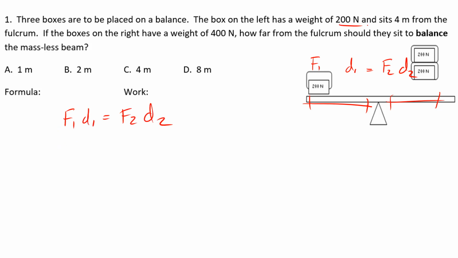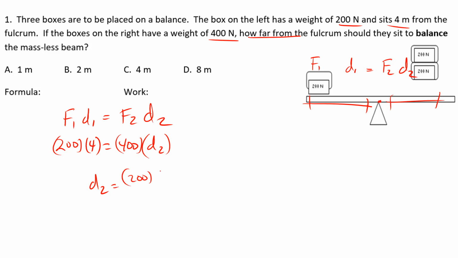F1 was 200 newtons, and it's 4 meters away. So 200 newtons, 4 meters away, and that's going to equal this 400 newtons. And it's asking us how far from the fulcrum it's going to have to be. So how far away from this pivot point does that have to be located? So you get D2 equals 200 times 4, divided by 400. So 200 times 4 divided by 400, and that's going to be 2 meters away. And so it kind of makes sense: double the mass, half the distance, and they'll have equal torque on the other side, and it's going to balance off this teeter-totter or seesaw, or whatever you want to call it.